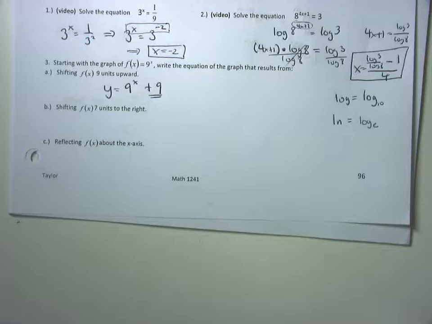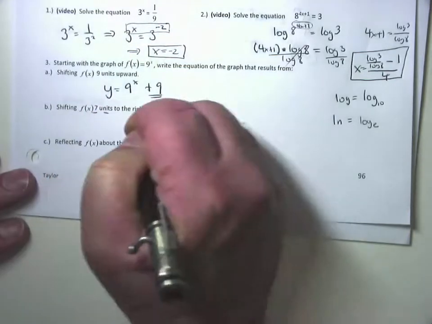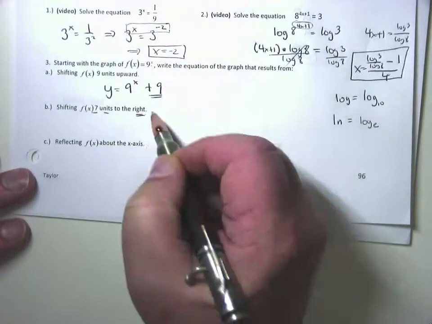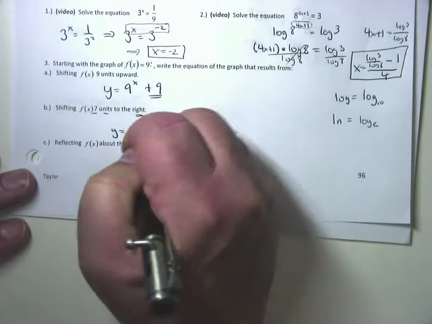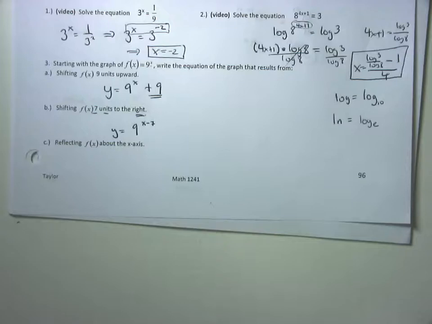When you go left or right, that's called the horizontal shift. It has the effect on where the x is on the original function. This is 9 to the x, and it has an opposite effect. So here's the deal. If I want to go 7 units to the right, you always think of positive, but it has the opposite effect. I'm going to put x minus 7 where the x is at. So I get y is equal to 9 raised to the x minus 7. That has the effect of moving the graph of y equals 9 to the x 7 units to the right. Does that make sense?